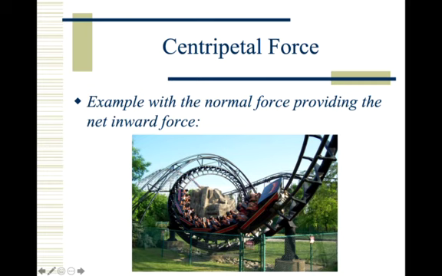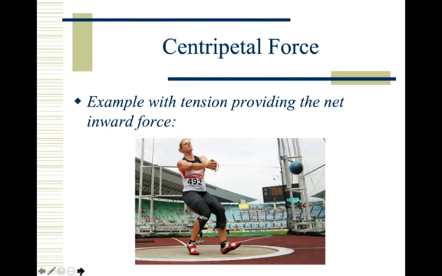Same thing with this car here as this goes through the circular path, particularly at this point right here at the bottom. What's providing the net inward force towards the center of this circle? The answer is it's the normal force of the track pushing it up on the car. Without that track, the train would actually go in a straight line, but it's that inward force that actually curves its path.